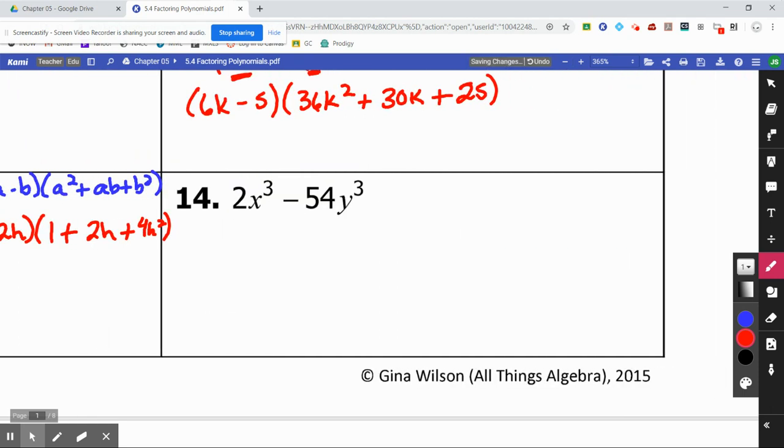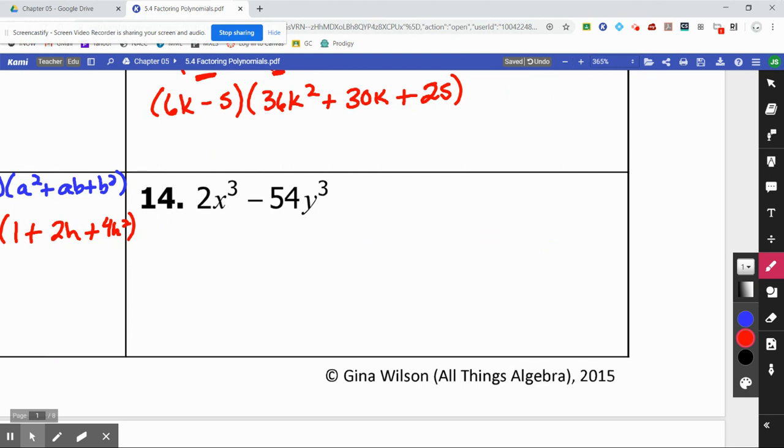Number 14. Factor out any common factors. There is a 2 in common. Let me draw a line there. Pull the 2 out. You're left with an x to the third minus a 27y to the third.